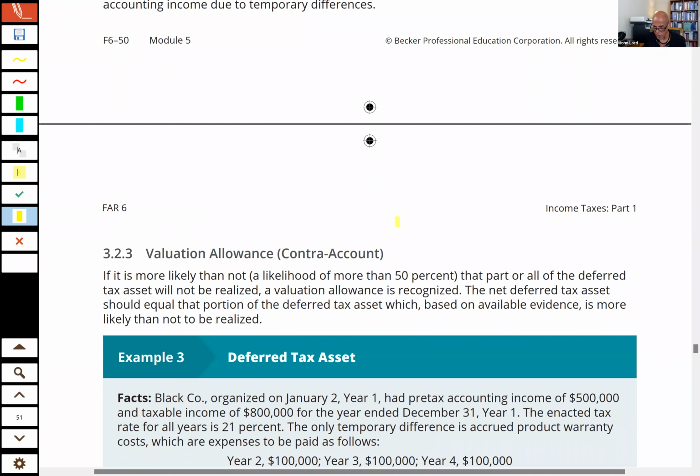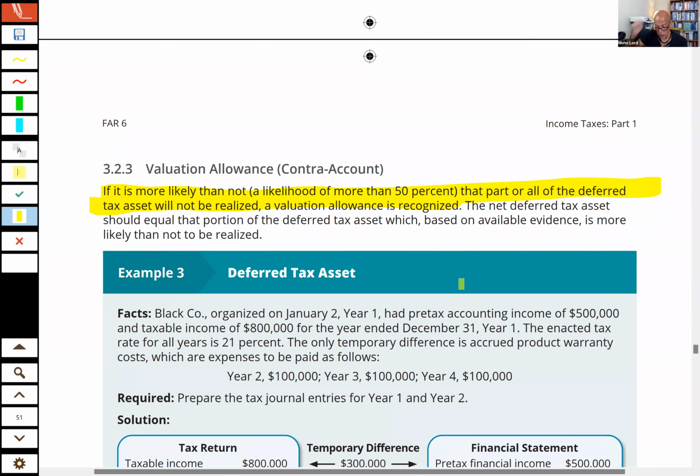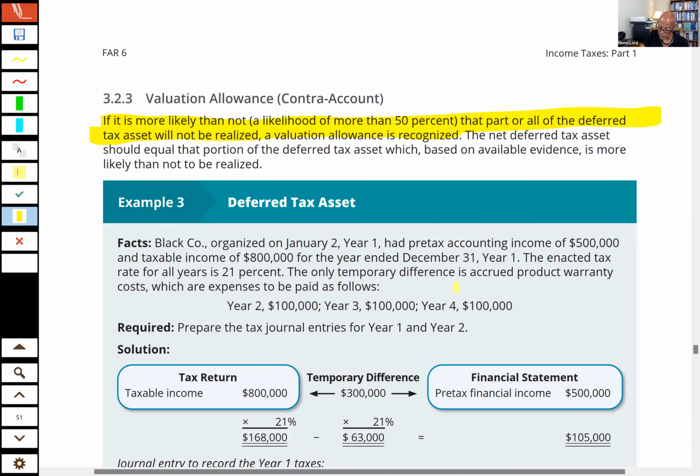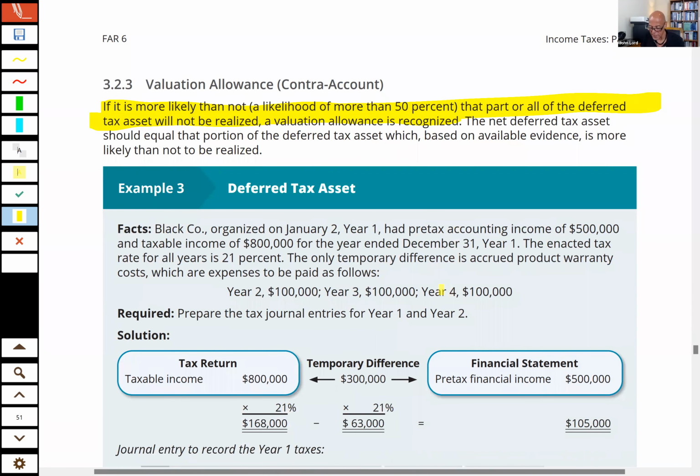So what they require us to do is take a valuation allowance. It is more likely than not that part or all the deferred tax asset will not be realized. And so we have to take a valuation allowance. Basically what's happening here is they're going to look and say, well, you guess what? You're not going to have income in future years. So there is no benefit. So you're going to have a valuation allowance against that deferred tax asset.